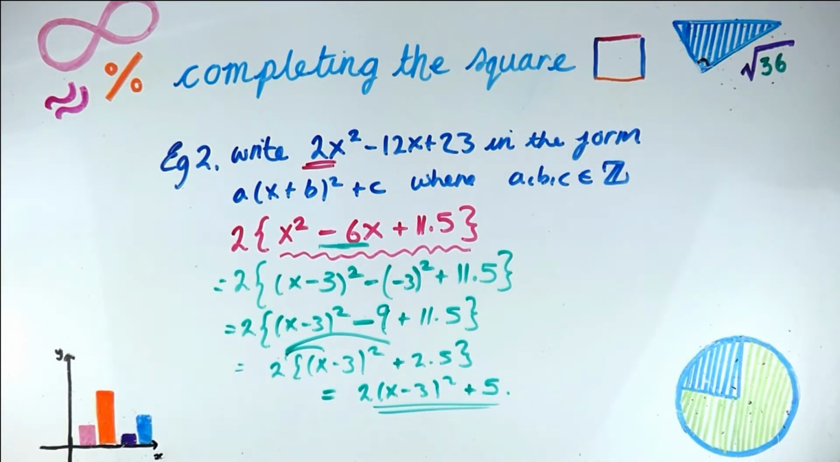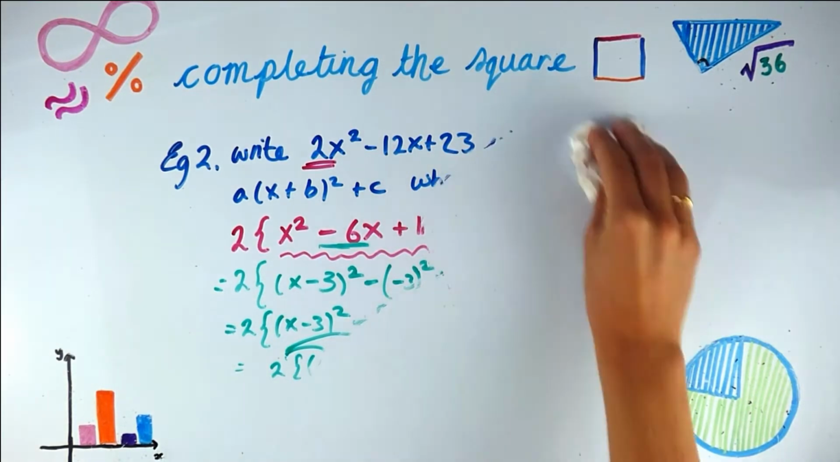So if you have a coefficient in front of the x squared that isn't 1, do that first.